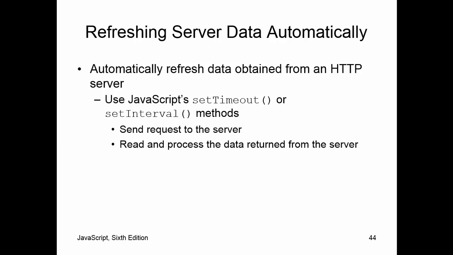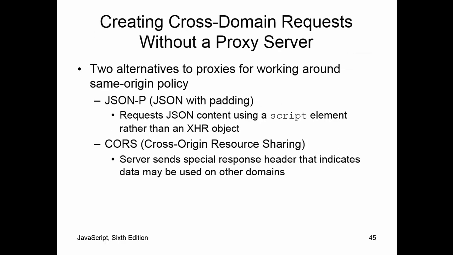Refreshing server data automatically. It says automatically refresh data obtained from an HTTP server. Well, when the app displays data that changes regularly, it's useful to refresh it often. For instance, if you're working with stock prices, especially with the stuff that happened with the Brexit or whatever they call it. To keep data up to date, you can use the JavaScript setTimeout method or setInterval method, so that if you had, for example, a get stock quote type of thing, you could maybe refresh it every 1 minute or every 2 minutes or whatever you wanted.